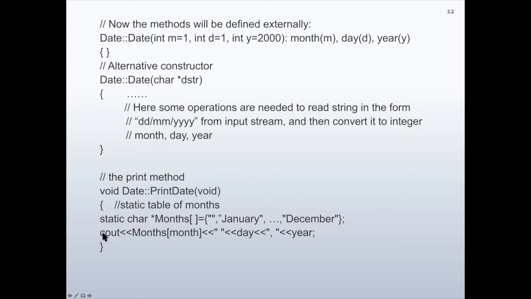And here there is the output statement, and whatever the month for the object, that entry of the array months is outputted here. And then there is a blank, and then comes the value of the day, and there is a comma after that, and the value of the year is sent to the output device. And this is the end of the print date.